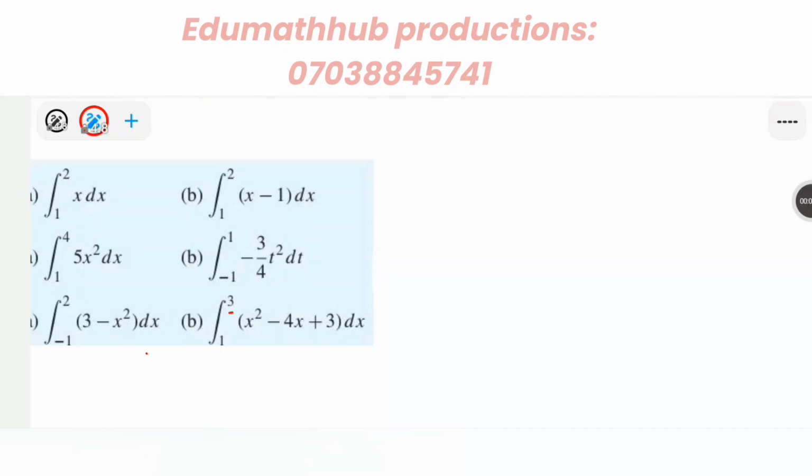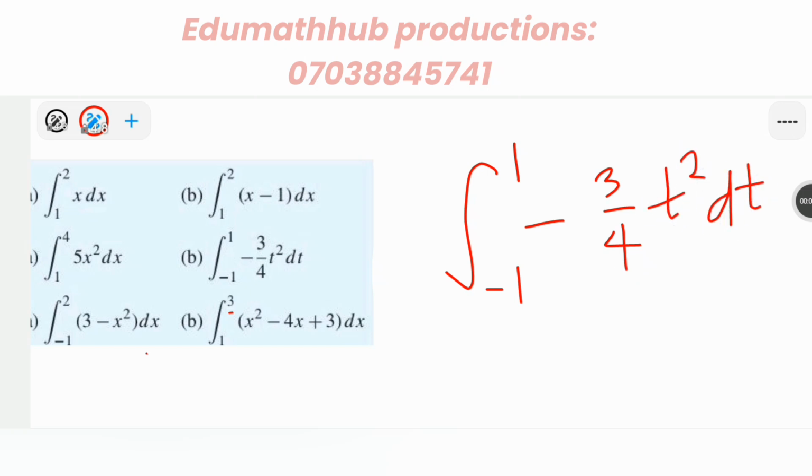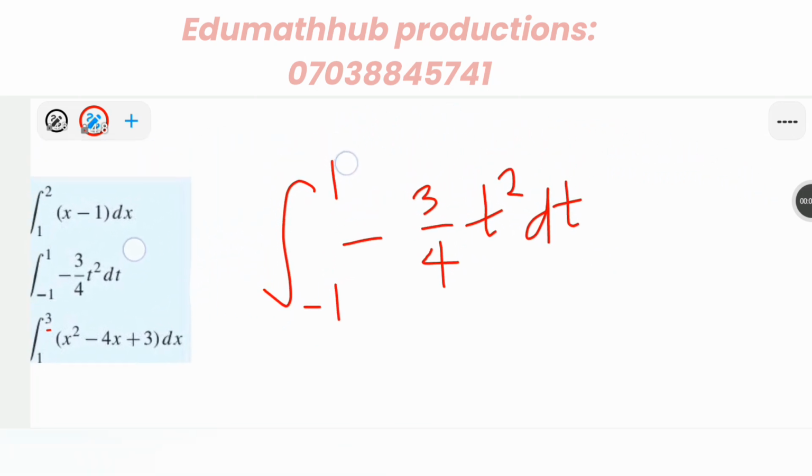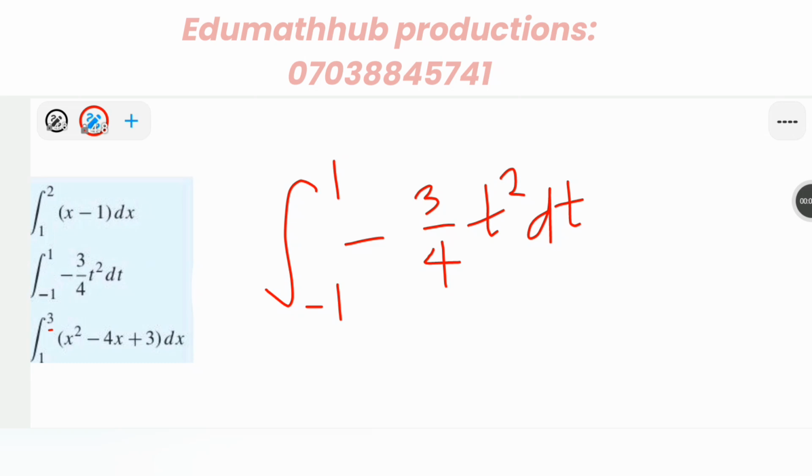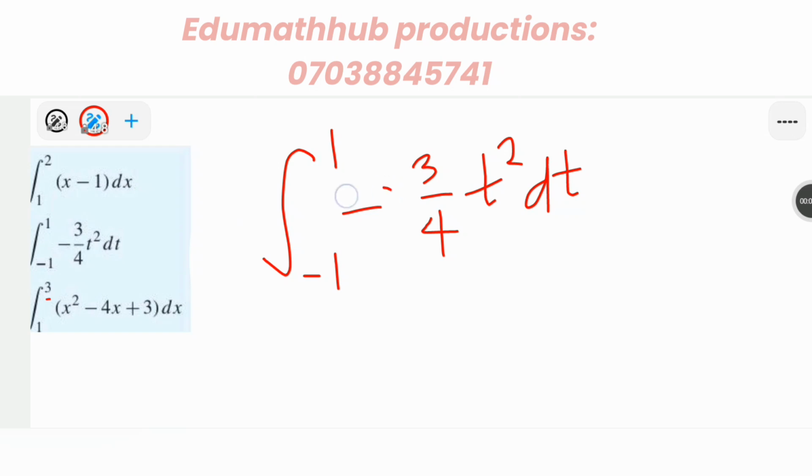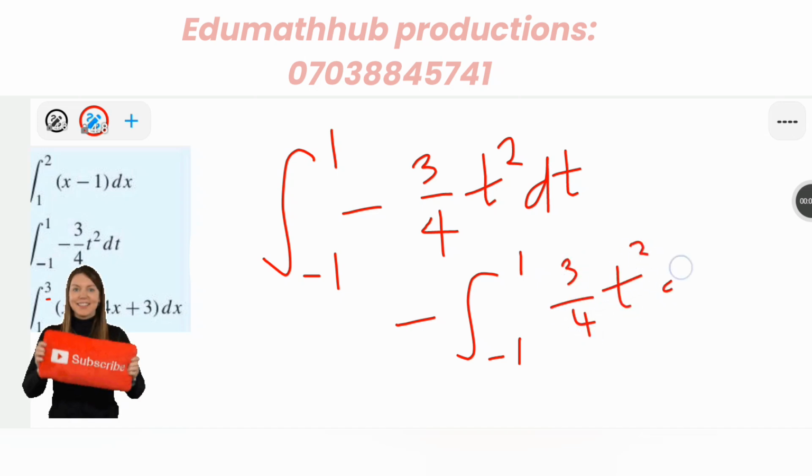So for this next one, you have to integrate from minus 1 to 1 of minus 3 over 4 t squared dt. So it's the same scope, same method. So let's start like this. You have 3 over 4 t squared. That's what we are integrating. To make this very easy, let's push this minus outside. So that will be minus the integral from minus 1 to 1 of 3 over 4 t squared dt.